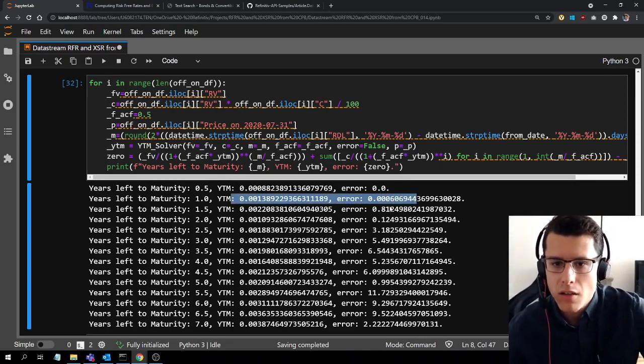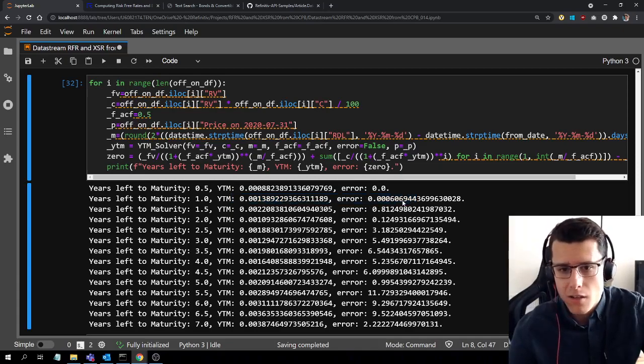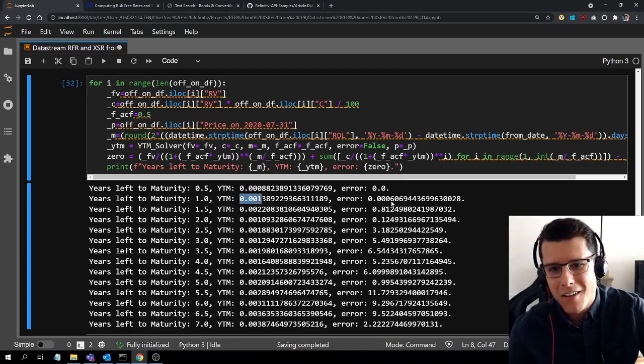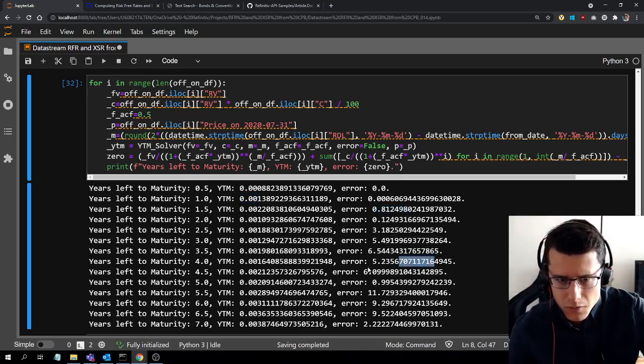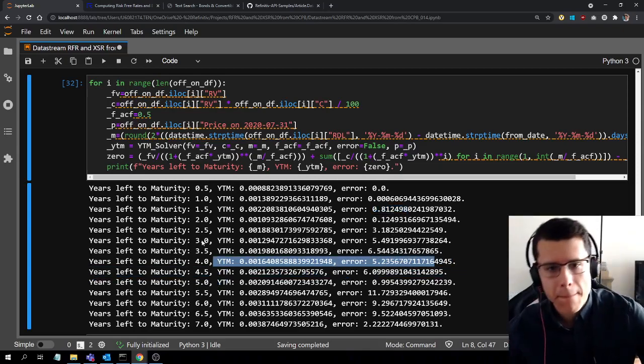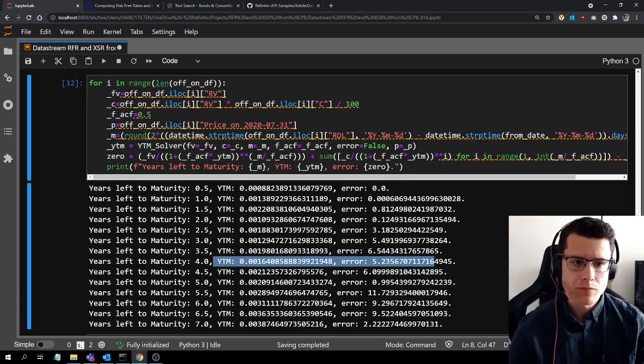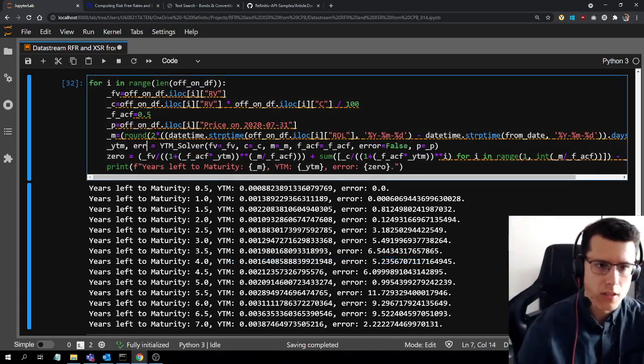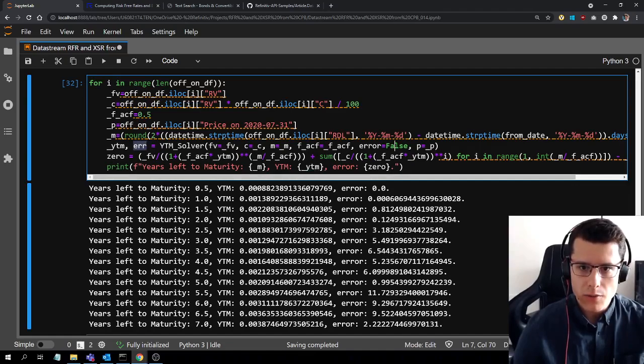I'm still not happy. 0.0006 error is not great when your yield to maturity is 0.001. So that's actually rather dreadful. But this one is even worse. And look at that. It's awful. So what's happened? What's wrong? Let's try and get the error as well. So yield to maturity, comma, error, error equals true.